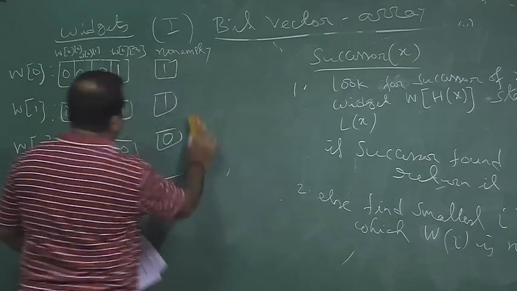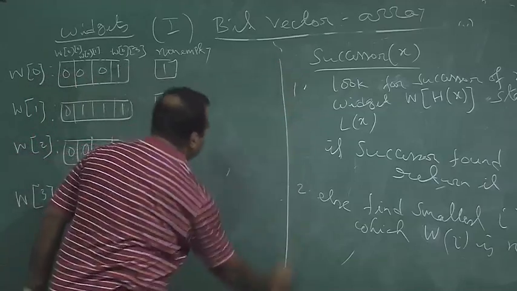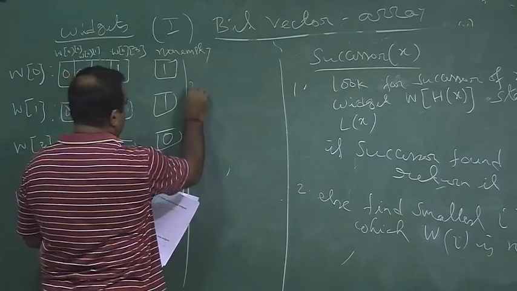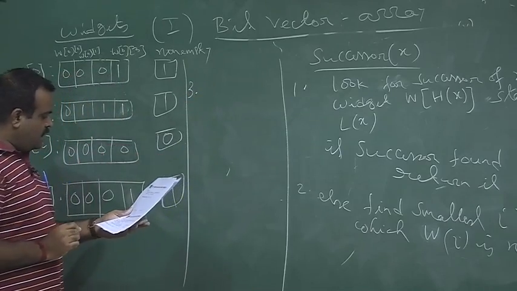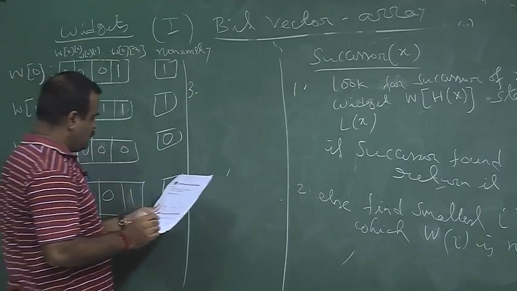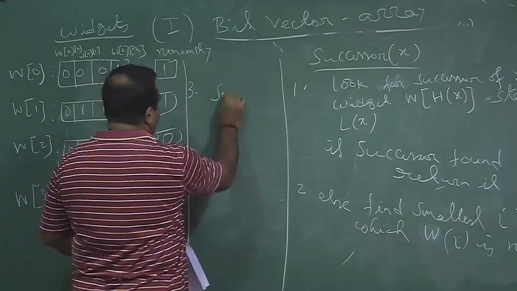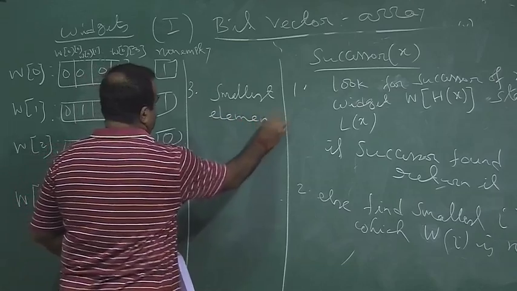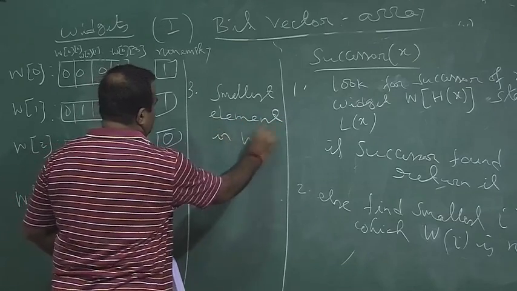So, this is step 2, and then in step 3 what we do? Then we find the smallest element in W i.